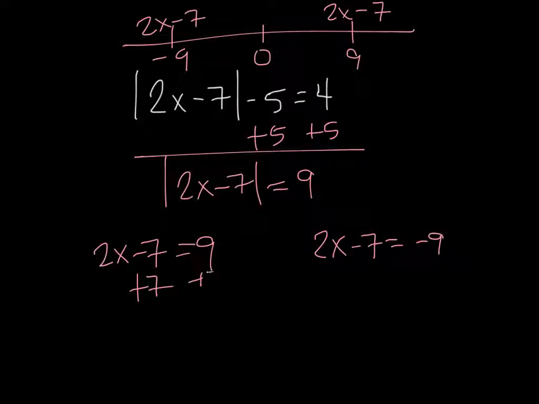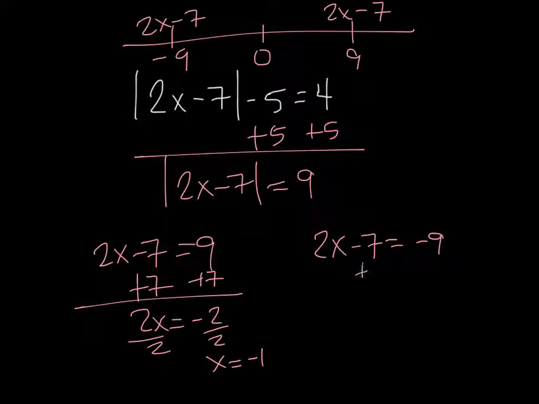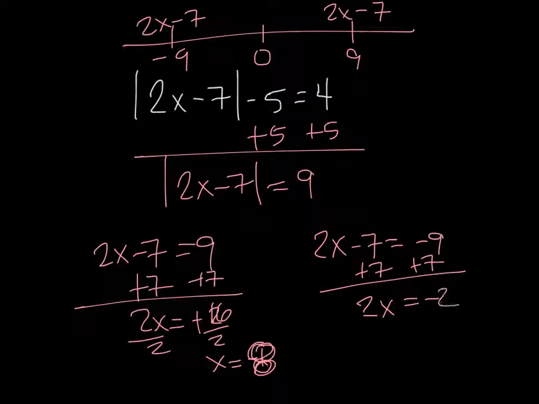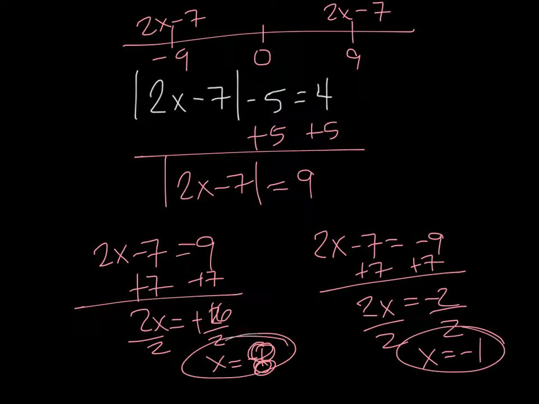So I'll add 7. Oops, I thought that was a -9. This should be a positive 16. Divide by 2, it's a positive 16, so I get a positive 8. That's a mess. And then over here, when I add 7, I get 2x equals -2. Divide by 2, x equals -1. So there's my two answers, 8 and -1.